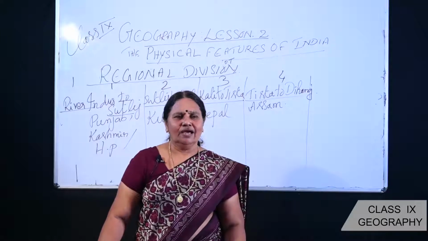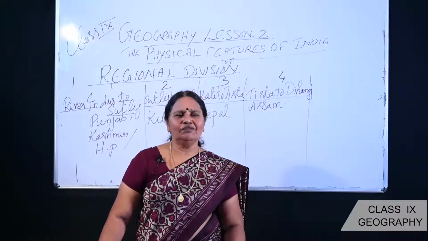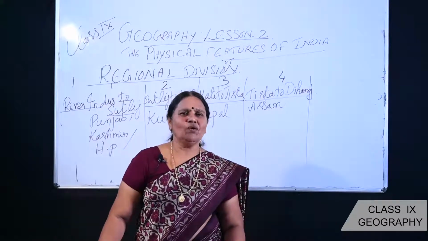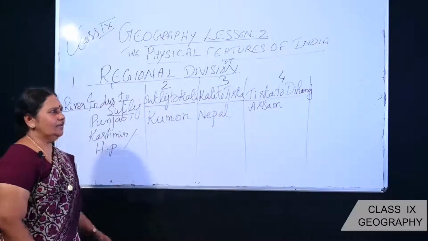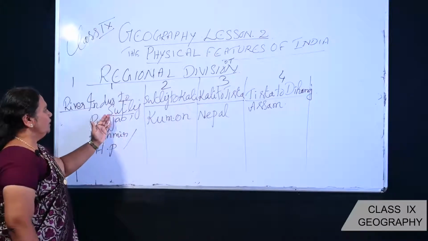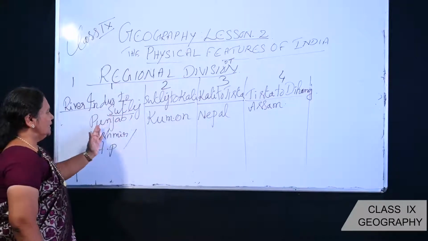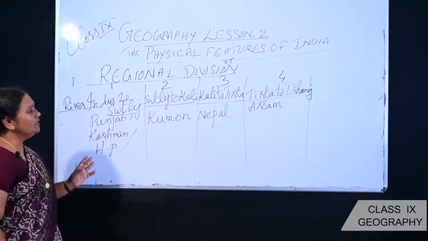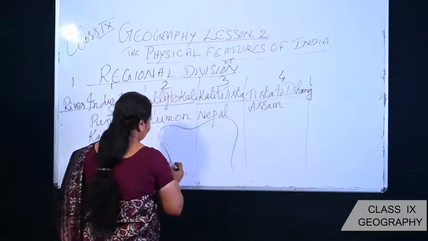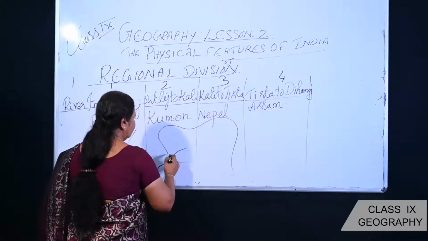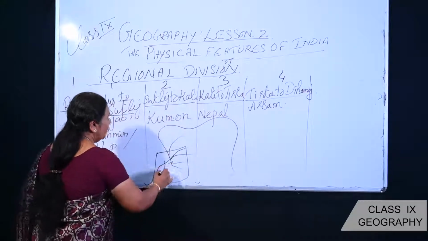Where are the Himalayas found? We divide the Himalayas based on regional location. For example, the area which lies between River Indus and Sutlej. You are seeing the map. That is the northern part, which is watered by the River Indus and its tributaries.